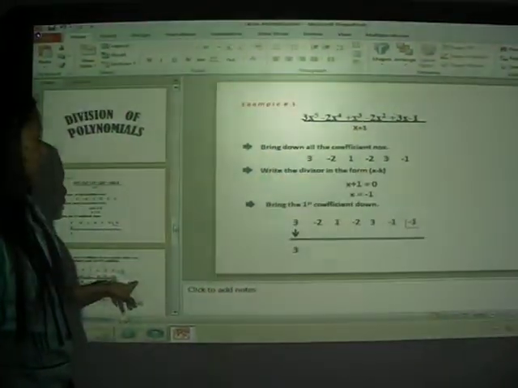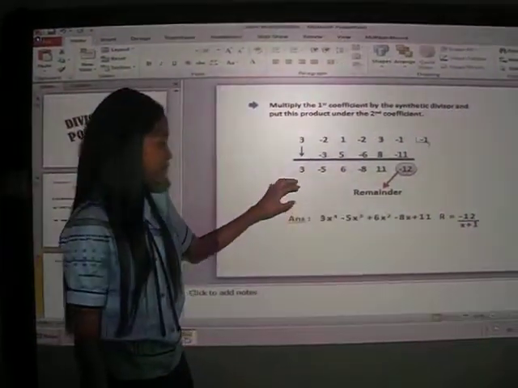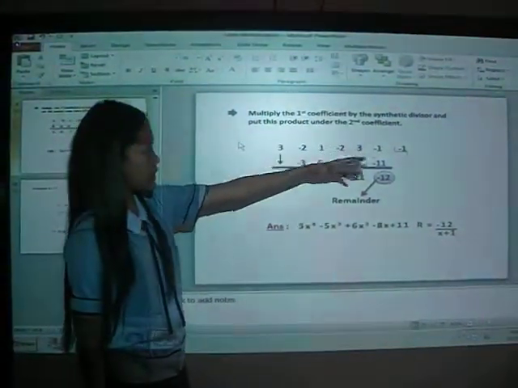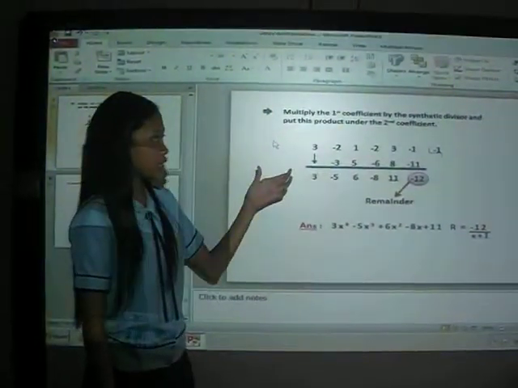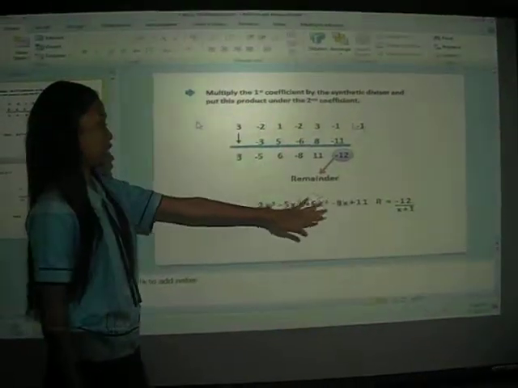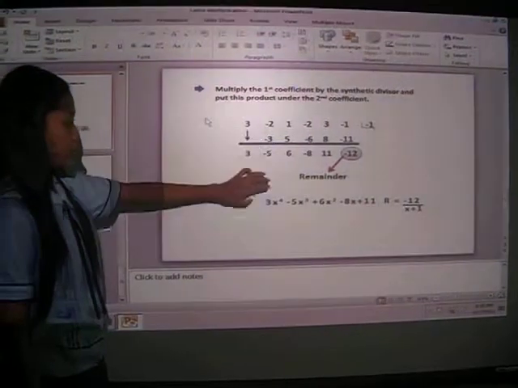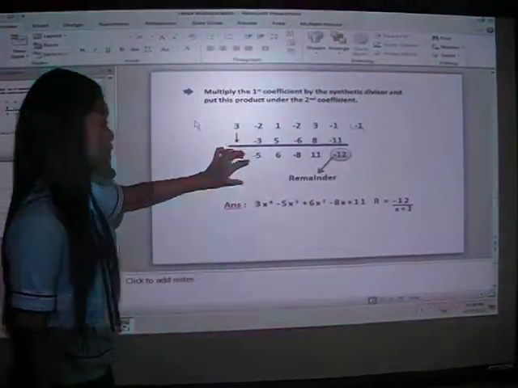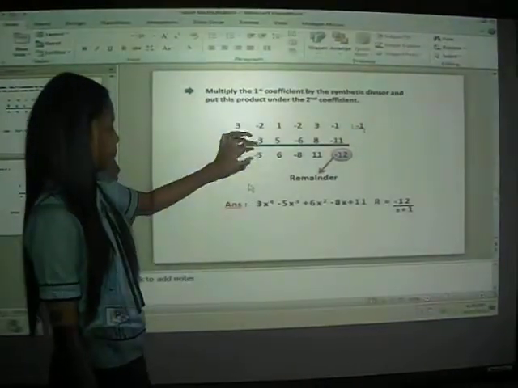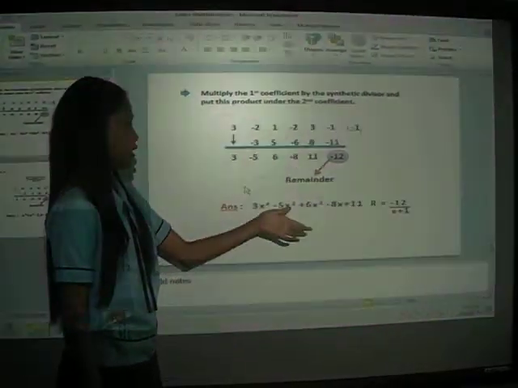So first, multiply the first coefficient by the synthetic divisor and put this product under the second coefficient. 3, we multiply it by negative 1, so that is negative 3. So negative 2 plus negative 3 is equal to negative 5. Negative 5 multiplied by negative 1 is positive 5. 1 plus 5 is equal to 6. Then 6 multiplied by negative 1 is equal to negative 6.